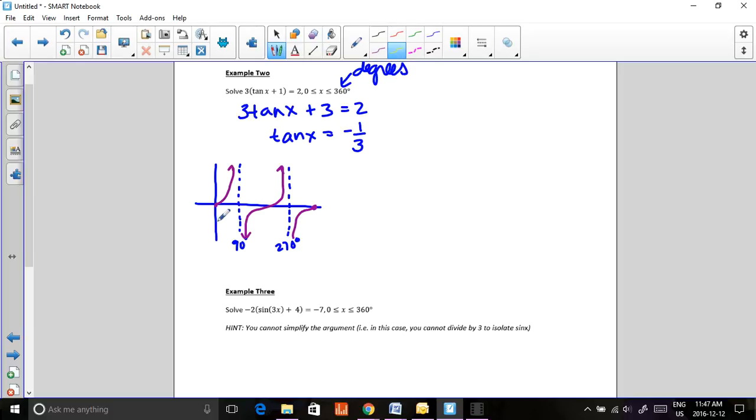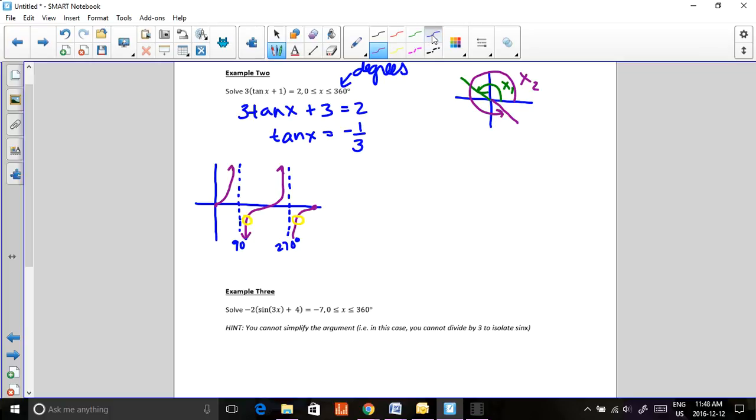So where is it equal to -1/3? Well, there's going to be one answer here and one answer here. Now we have to find those 2 answers. So we set up the Cartesian plane. There are 2 quadrants in which tan is negative. It's negative in the 2nd quadrant, so that's x1, and it's negative in the 4th quadrant, so that is x2.